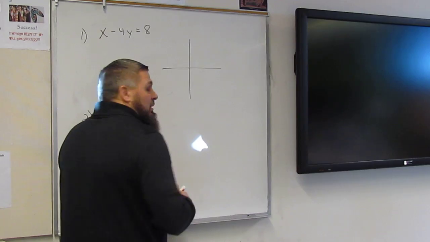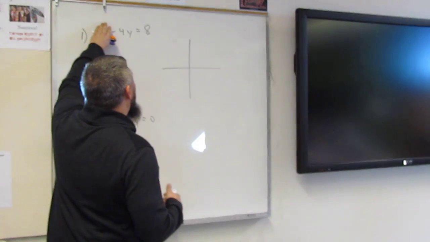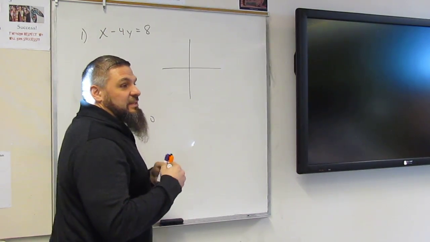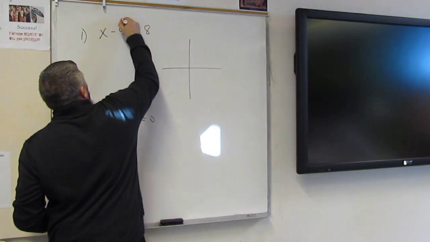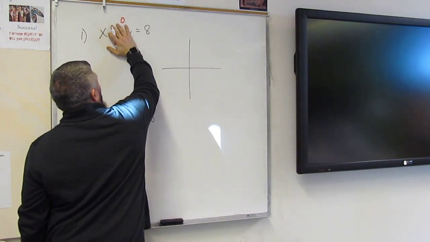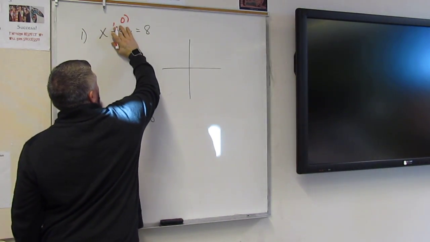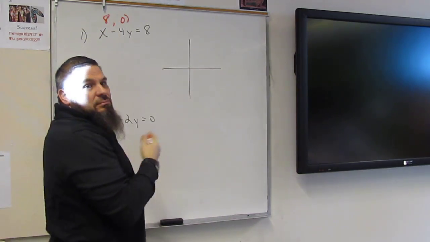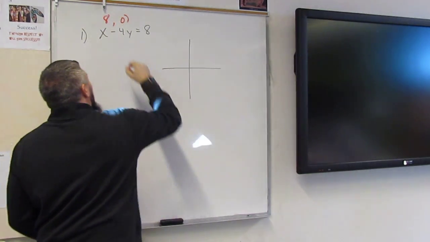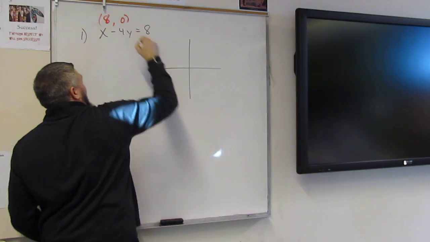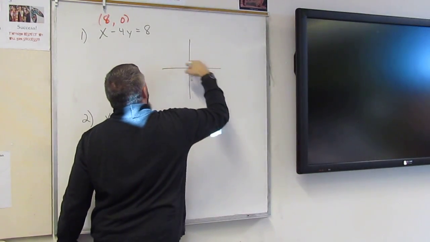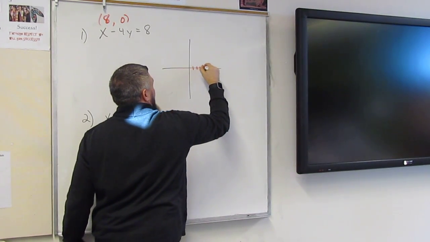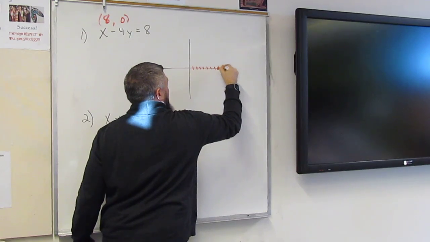Remember, cover up method, right? Cover up method says if I plug in a 0 here, then it goes away, right? And so what is x? Just 8. Right? So what is 8, 0? Well, that would be here. X is 8. 1, 2, 3, 4, 5, 6, 7, 8. Okay?